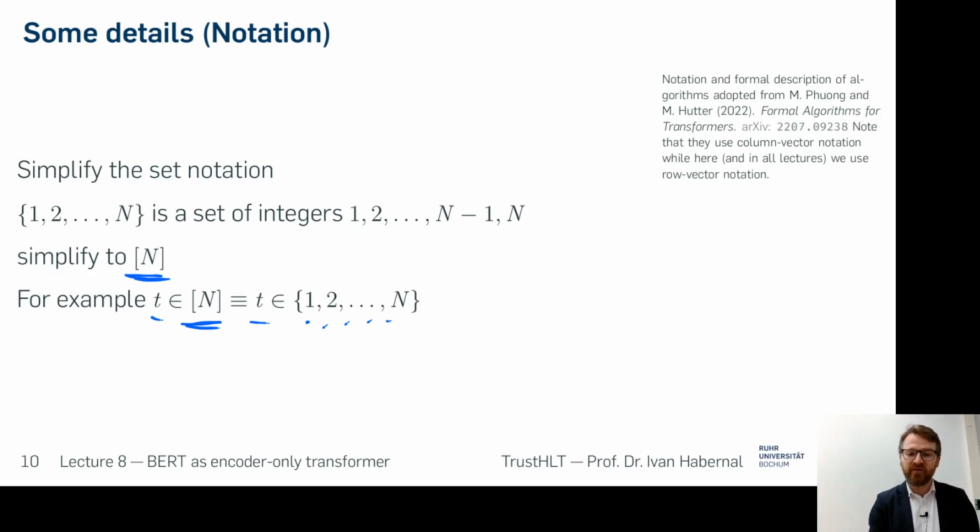The only difference between our lecture and the paper is that they use column vector notation, and we decided in the lectures that a vector for us is a bunch of numbers. It's a row vector. So here in the lecture, everything is row vectors, and in this paper they use column vectors. So just make sure to check whether things are transposed or not. Okay.